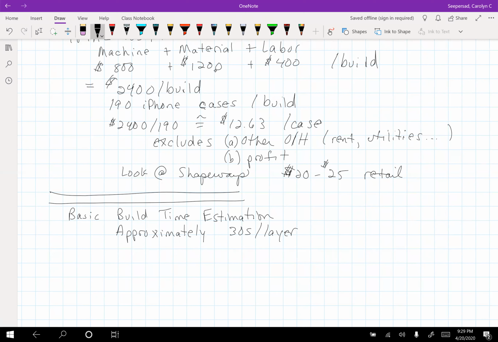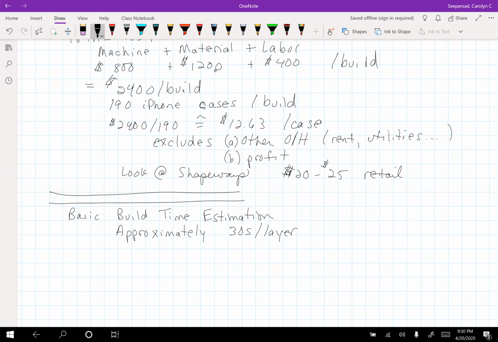In fact, your very first inch of your build envelope is not filled with parts at all, usually. There's a heat shield that is built down there, but most of those layers are empty, so those go a little bit faster. But let's just say it's 30 seconds per layer.